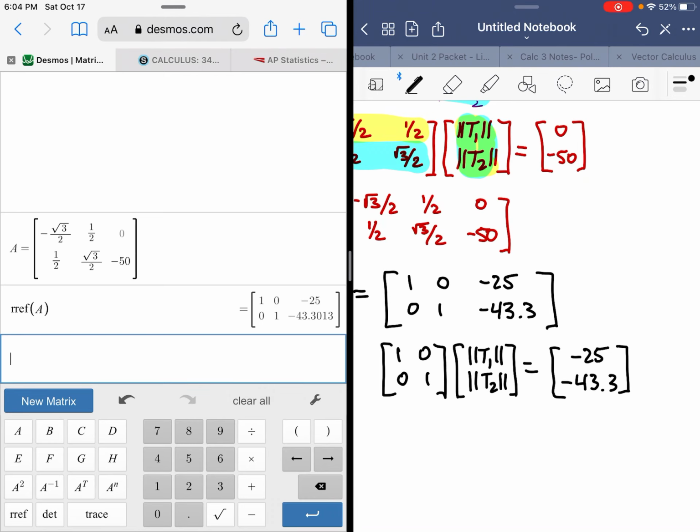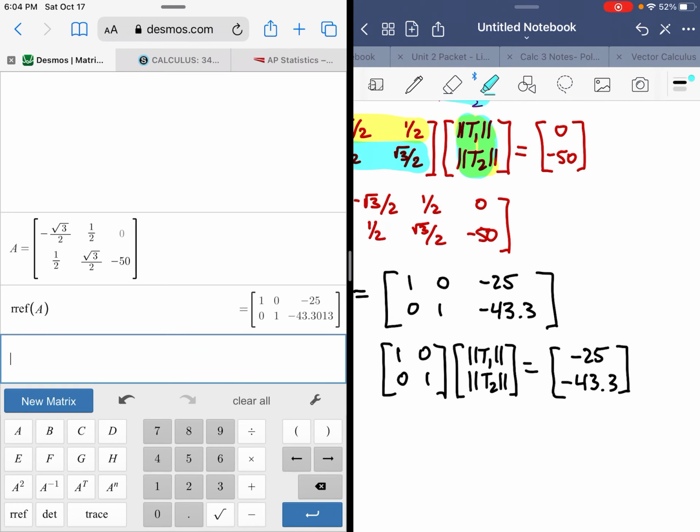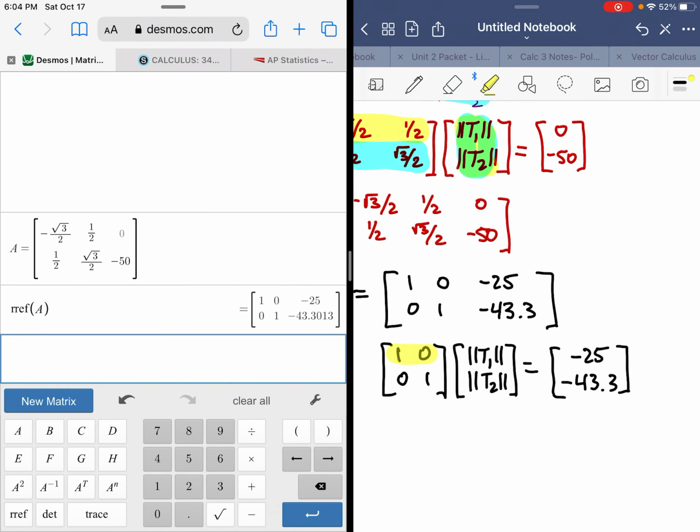When we apply matrix multiplication, we apply the first row against the first column, and since there's only one column, it's 1 times T1. I'll write the intermediate step: 1 times T1 plus 0 times T2, and that's going to equal the first entry there.